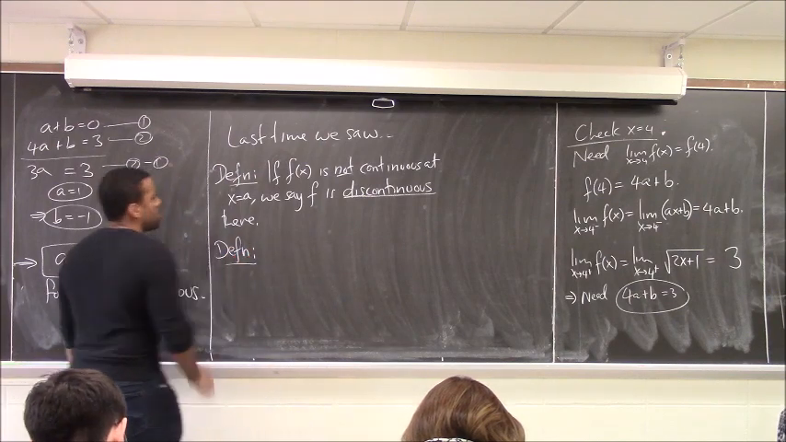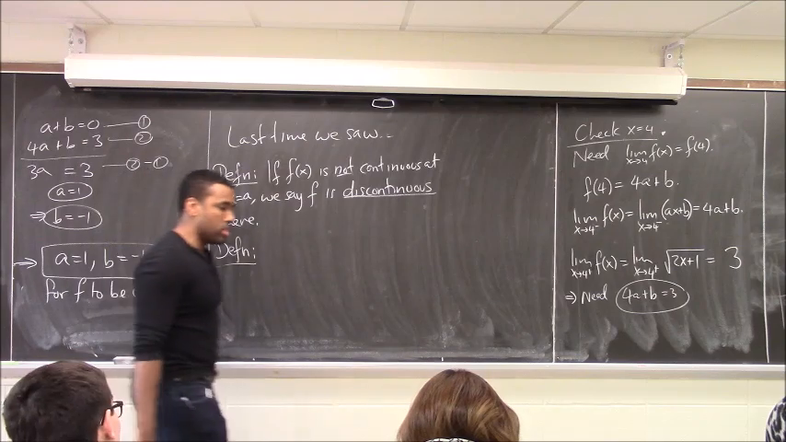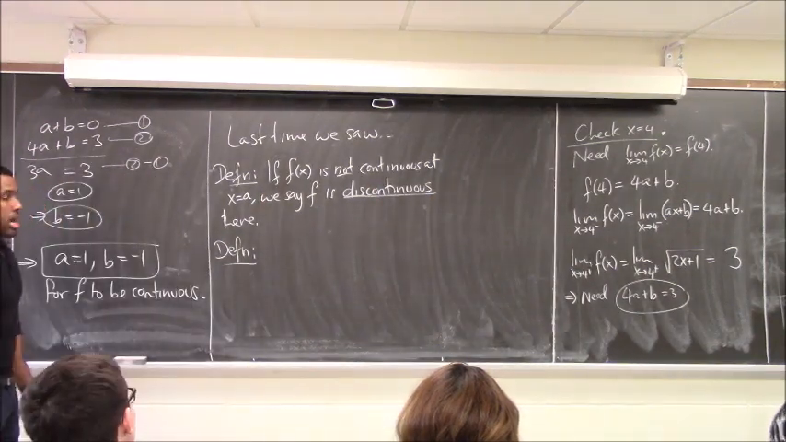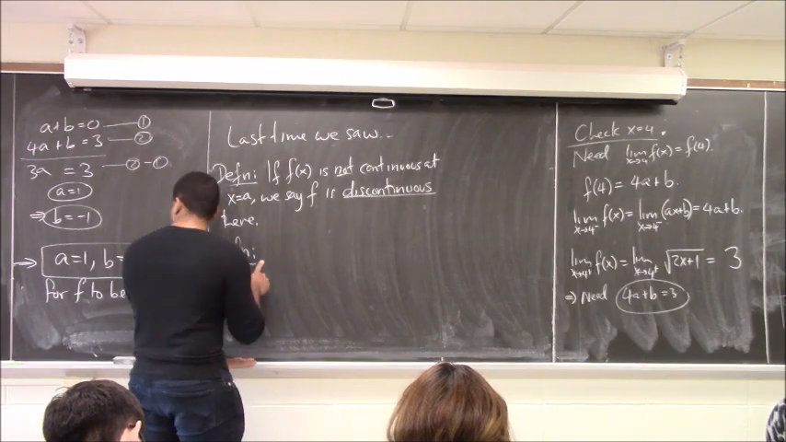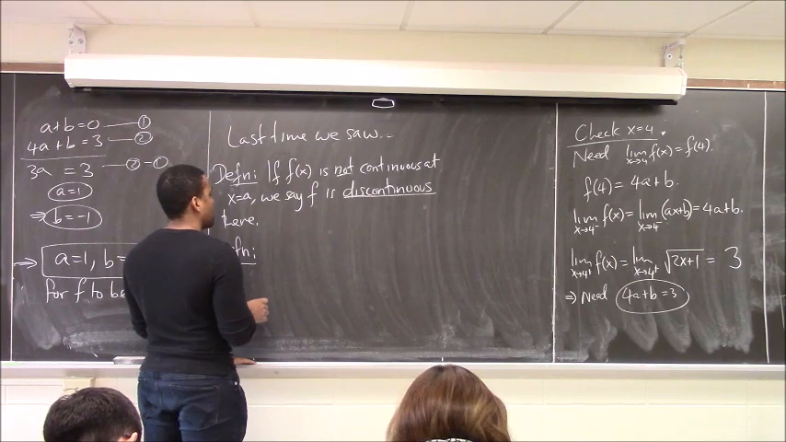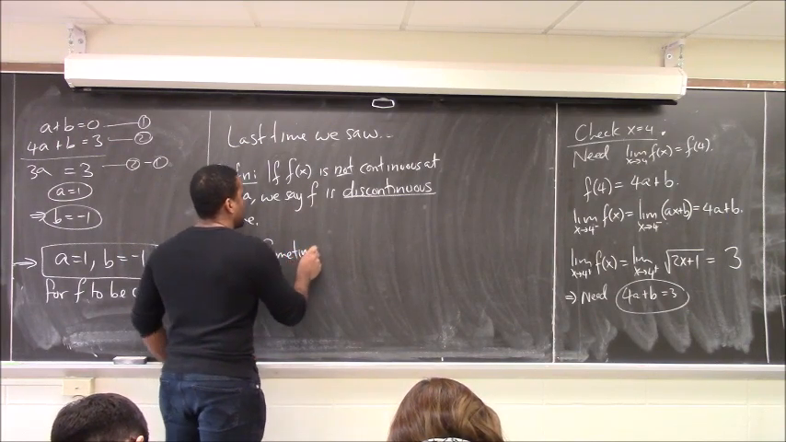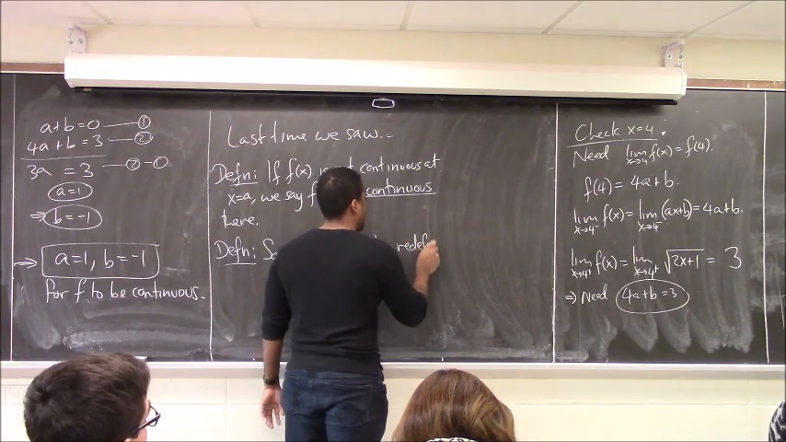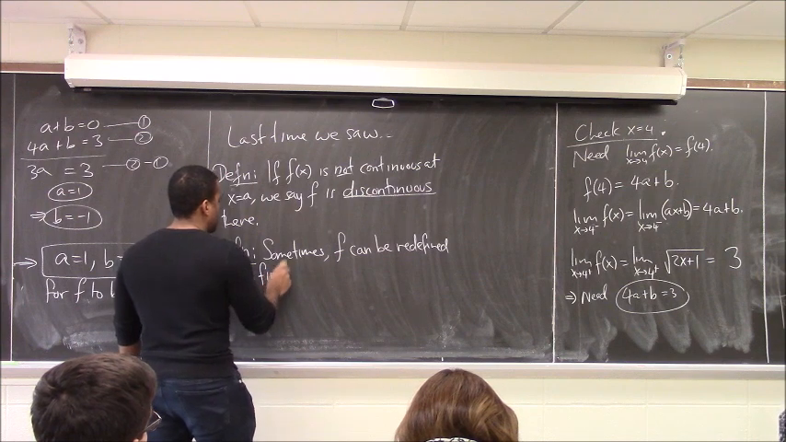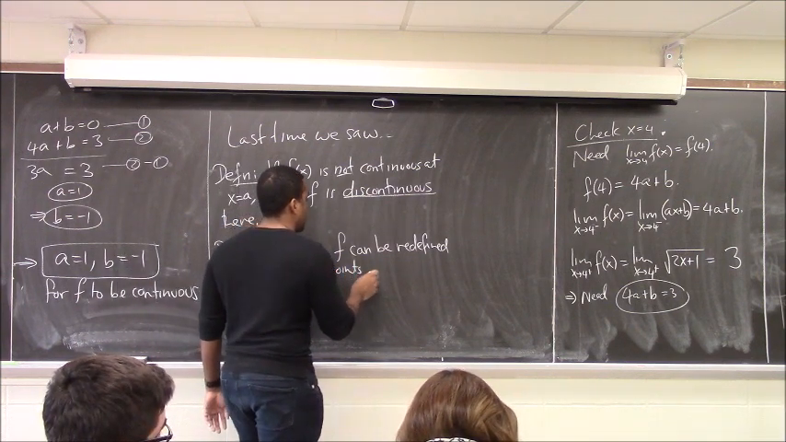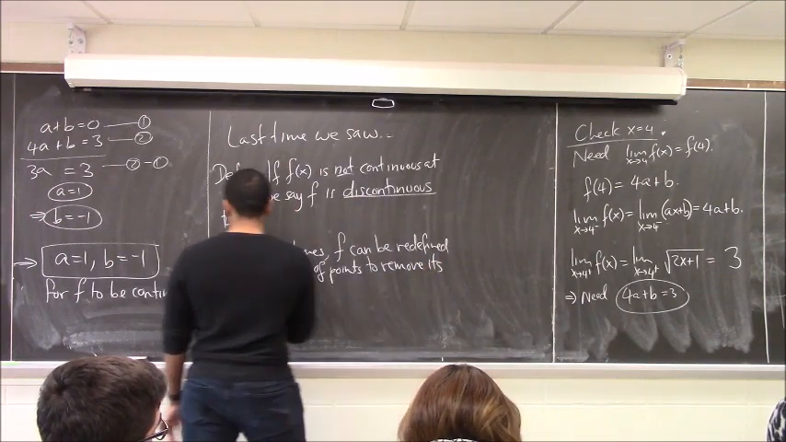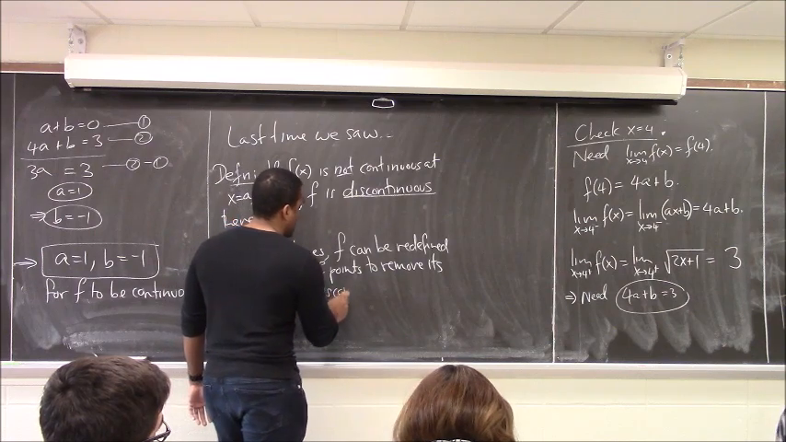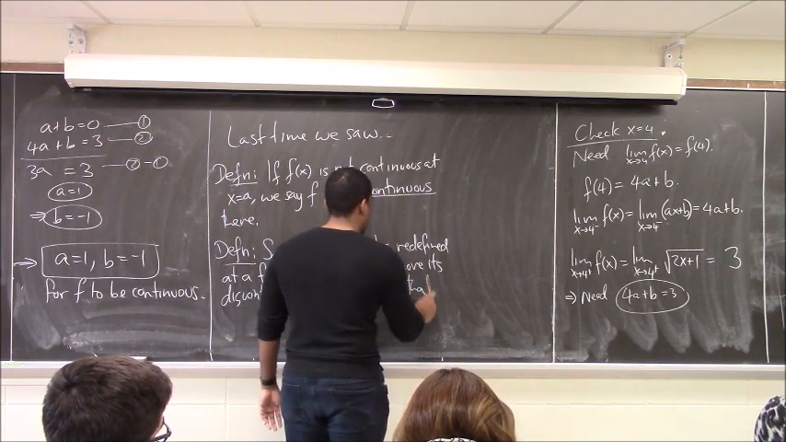We also saw that every now and then a function can have a discontinuity, but we can fix the discontinuity by redefining the function at the specific point where it's messed up. This usually happens if your discontinuity is a hole. Last time we ended the class there, so let me remind you of what that is. Sometimes f can be redefined at a finite number of points to remove its discontinuities. Discontinuities that can be removed in this way are called removable.